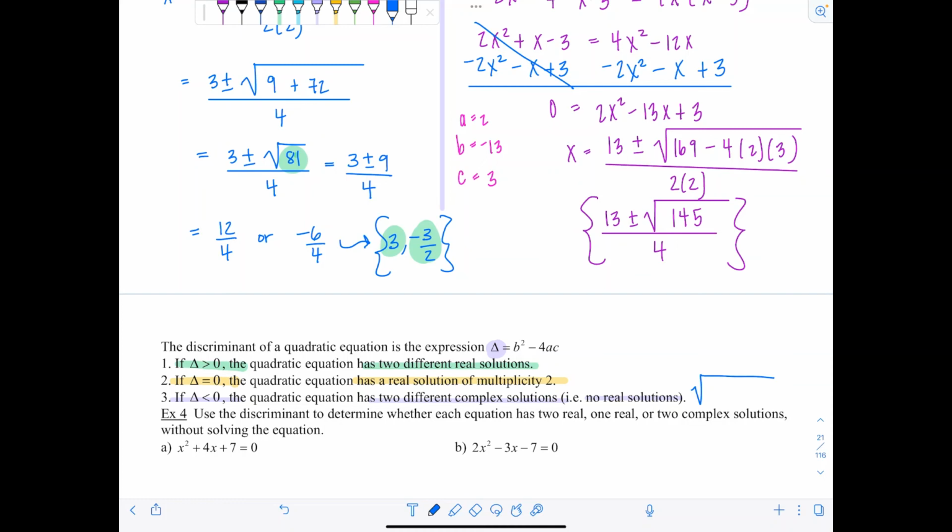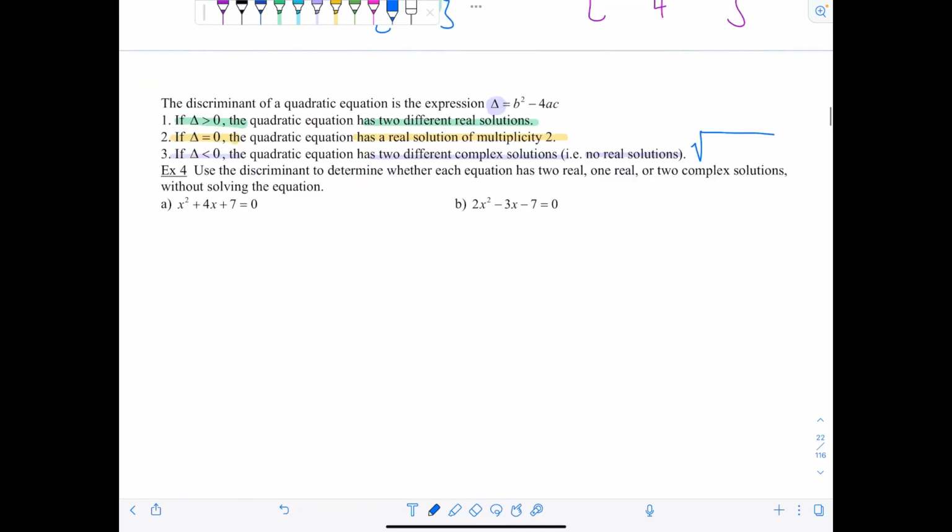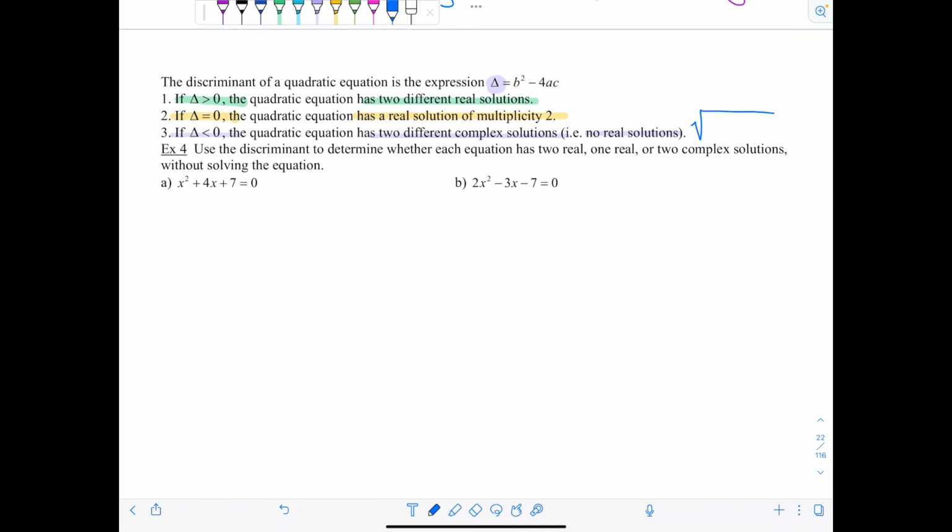Look what the directions say. Use the discriminant to determine whether each equation has 2 real, 1 real, or 2 complex solutions without solving the equation. So you're not solving, you're just finding the discriminant and then saying, are you in case 1, 2, or 3? That's it. Okay? So here we can use delta since they're so keen on it.